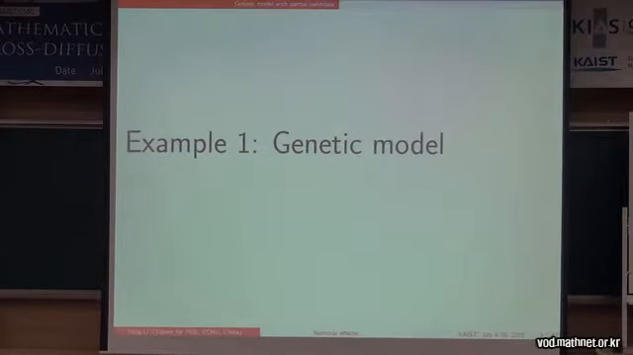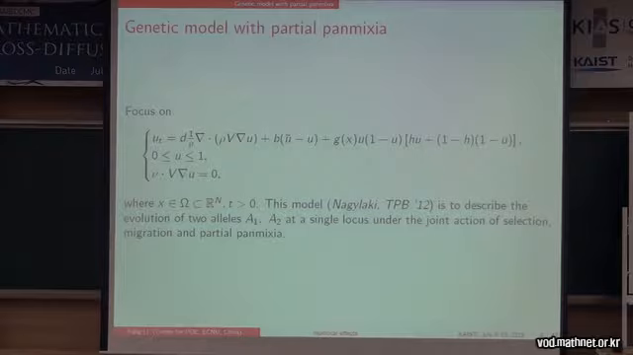So first, the genetic model. Here's the genetic model with partial panmixia. This is the model I want to briefly talk about. This model is to describe the evolution of two alleles, A1, A2, at a single locus under the joint action of selection, migration, and partial panmixia. So throughout this talk, I always assume the model is always in a smooth bounded domain and no flux boundary condition if needed.